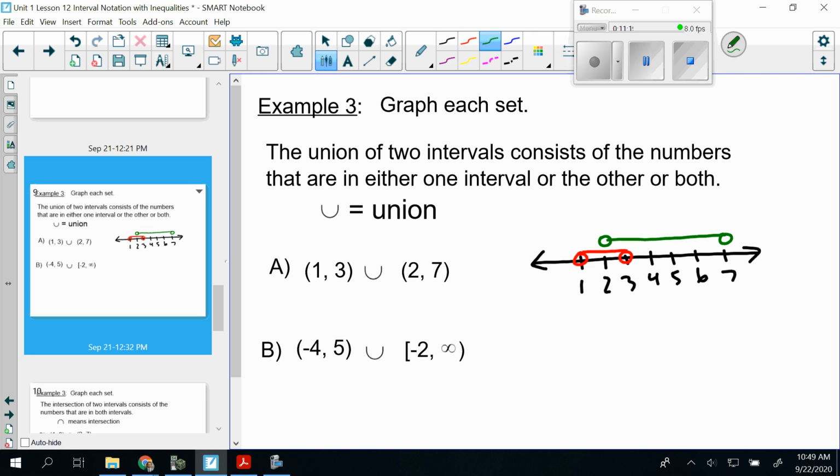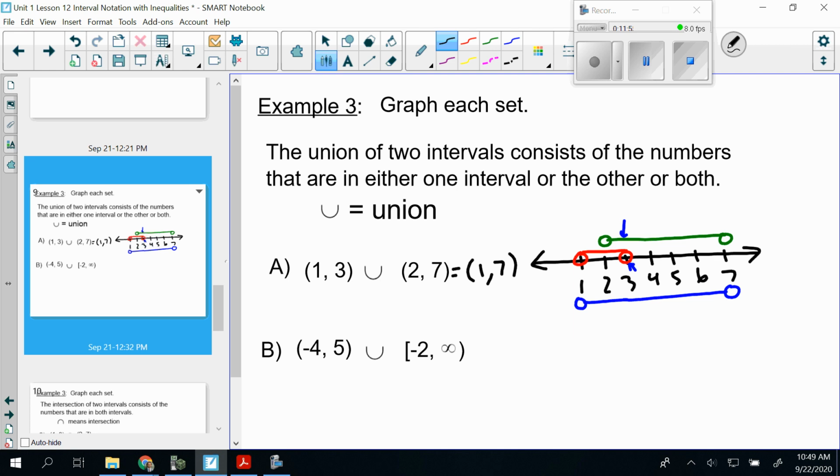So if we joined those together, what would the graph look like? Well, we'd start at 1, we'd go here all the way to 3. Now at 3, we don't have a point here, but we do have a point here, so we can include that. So it looks like the union of these would include all the points from 1 to 7. So the union of these two intervals would be 1 to 7, including all the points in between, but not the endpoints. Let's try B.